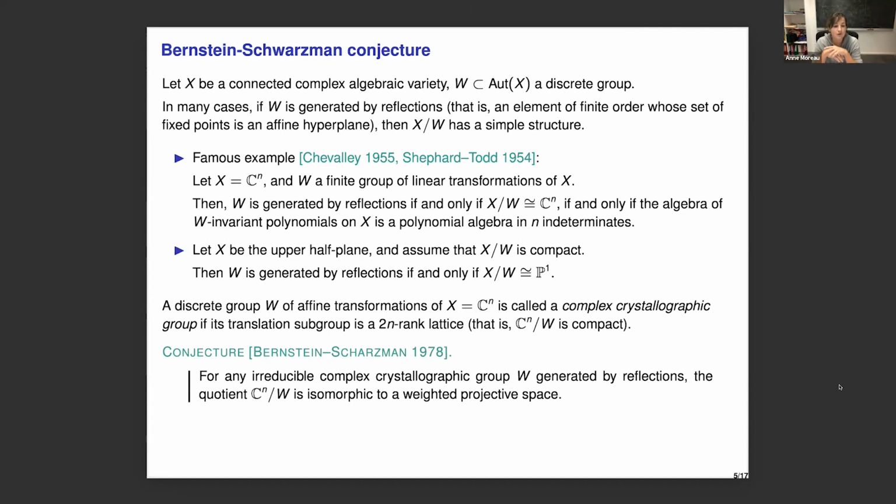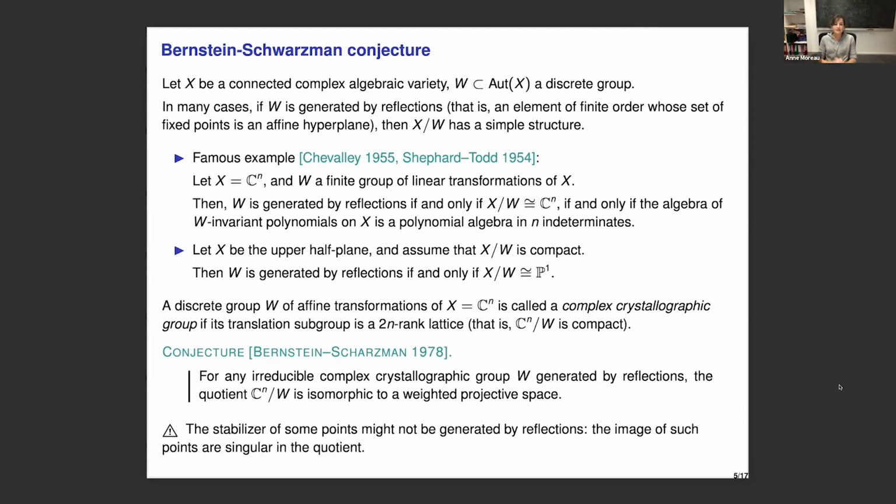And the conjecture is that for any irreducible complex crystallographic group W generated by reflections, the quotient Cn over W is isomorphic to a weighted projective space. And actually, the converse is also true: if the quotient is a weighted projective space, then W is necessarily generated by reflections. So in particular, you see that contrary to the previous examples, here the quotient might be singular.